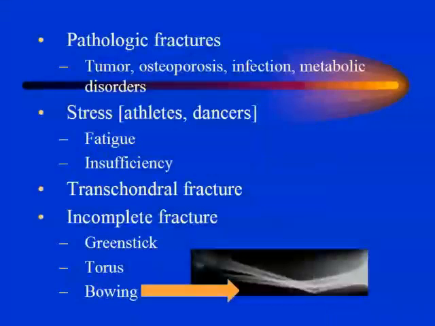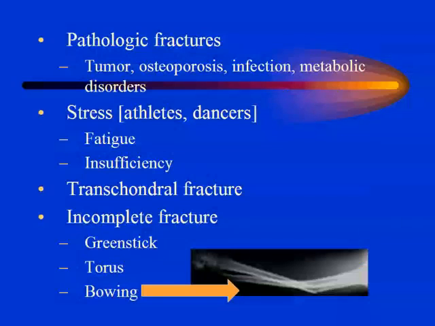A pathologic fracture can be due to a tumor, osteoporosis, infection, or metabolic disorders. A stress fracture occurs with athletes or dancers. It can be due to fatigue or insufficiency. Pathologic fracture tends to mean that it occurs at the site of a pre-existing problem. It tends to occur more so with tumors, osteoporosis, infection, or metabolic disorders.